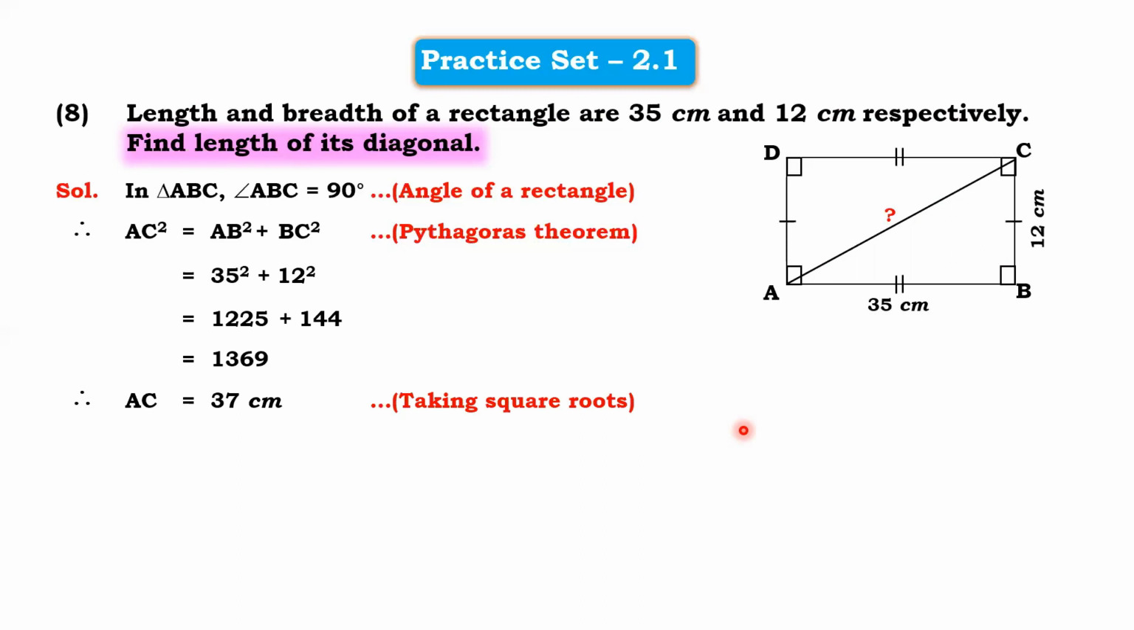Now what is AC of the figure? Yes, we know AC of the figure is a diagonal of a rectangle. So we have found out the length of the diagonal. So the question was asked, find length of its diagonal. We can say the length of the diagonal of a rectangle is 37 centimeter.